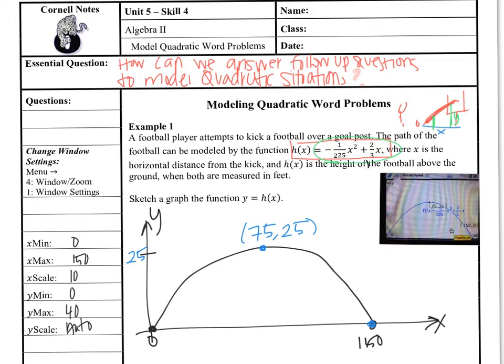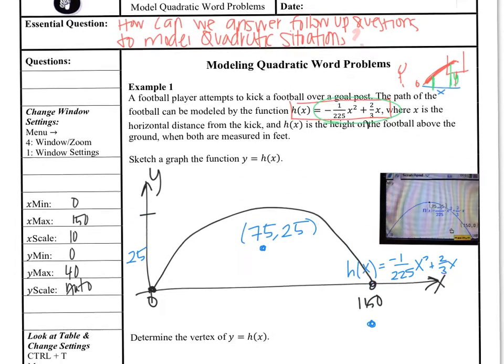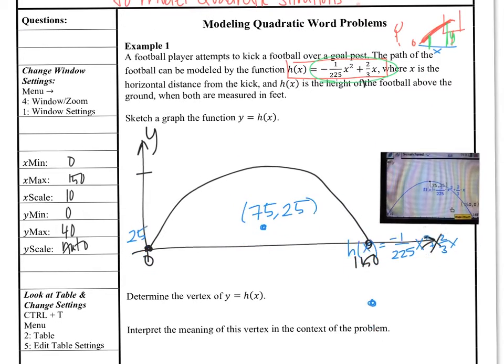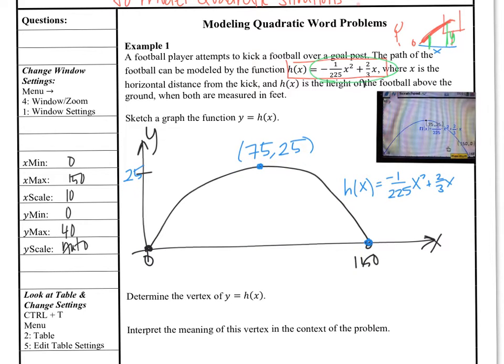Okay, so I just finished my little sketch here, and I do need to write the equation h of x equals -1 over 225 x squared plus 2/3 x. So now I'm going to look at the next question. It says determine the vertex for h of x. Well, we just did that. Another way to have done that is to go to menu 6, 8 for the conics and then look at vertex. So we know that the vertex is at 75, 25. Again, vertex is the highest point.